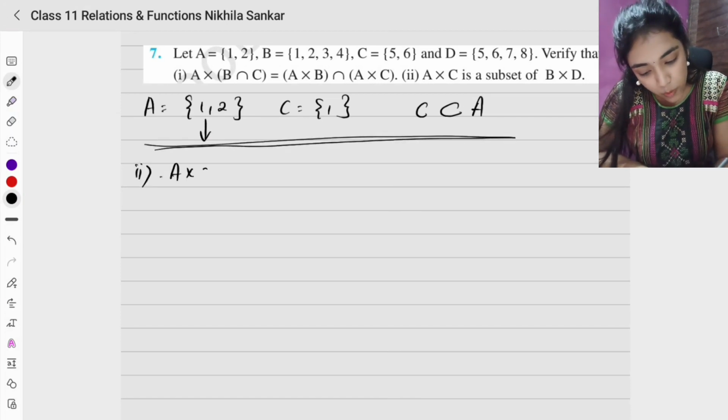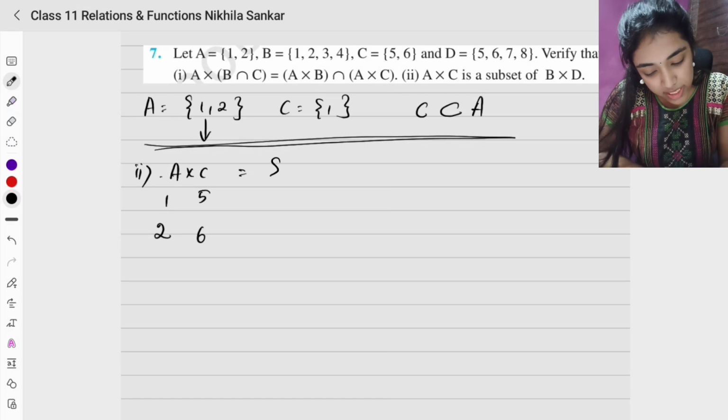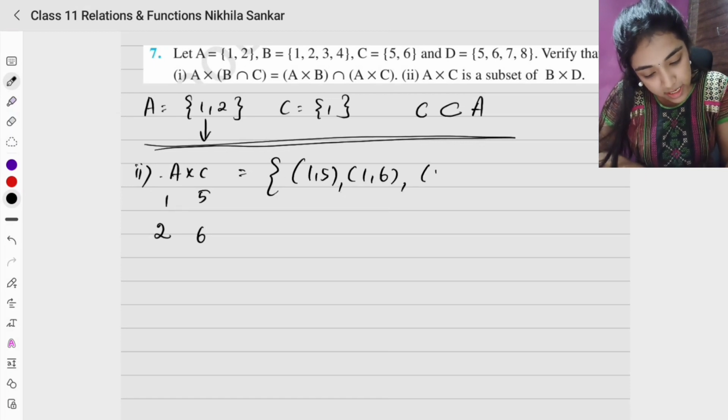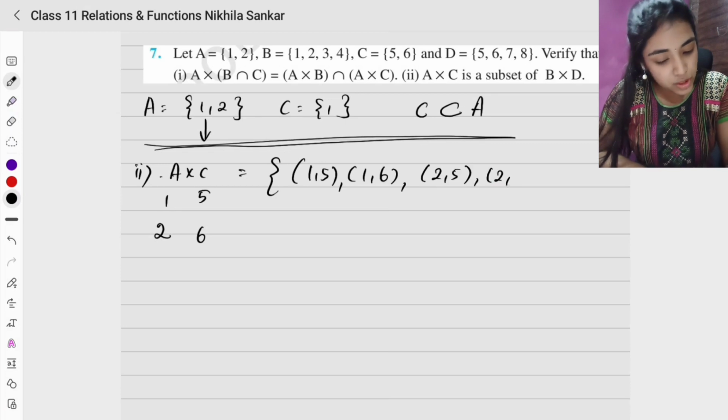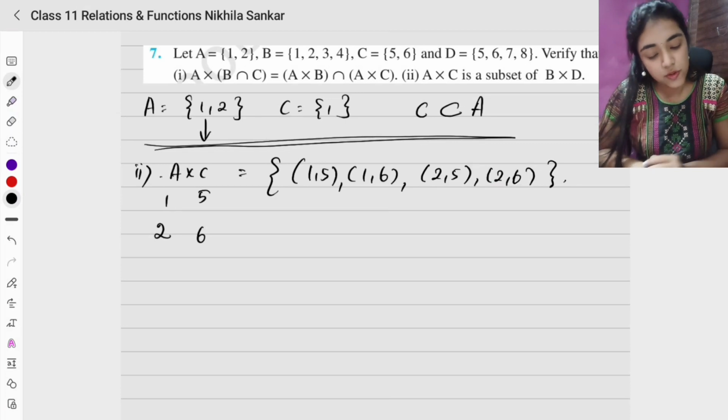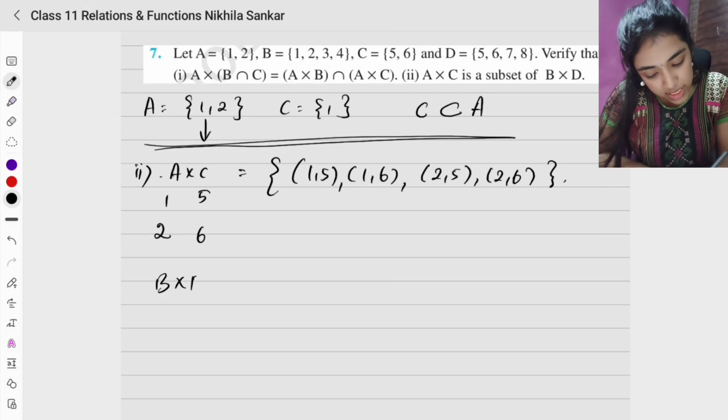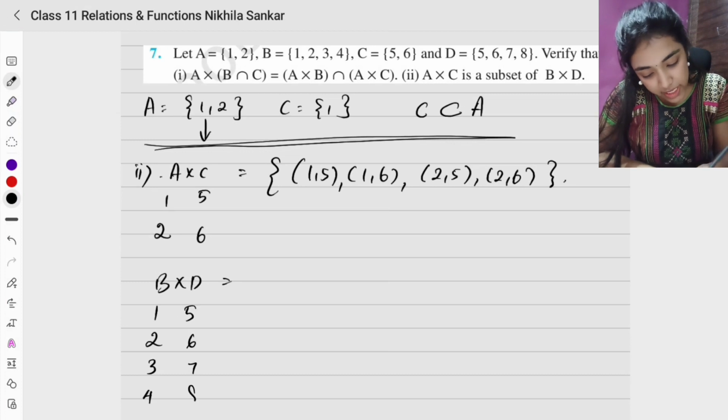Second subsection. What is my A cross C? In A and C, I have 1, 2 and 5, 6. It is going to be the set of all ordered pairs (1,5), (1,6), (2,5), (2,6). We just found this out, so this is going to be my A cross C. Now, what is B cross D? B has the elements 1, 2, 3, 4, and D has the elements 5, 6, 7 and 8.